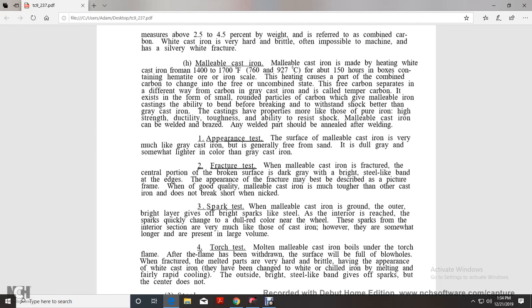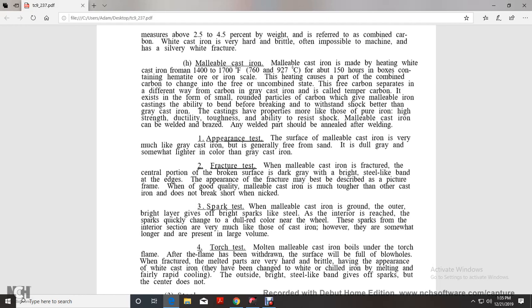Malleable iron castings have the ability to bend before breaking and withstand shock better than gray cast iron. The casting has properties more like pure iron, with high tensile strength, ductility, toughness, and the ability to resist shock. Malleable cast irons can be welded or brazed. Appearance: the surface of malleable cast iron is much like gray cast iron, but is generally free of sand, a dull gray, and somewhat lighter in color than gray cast iron.